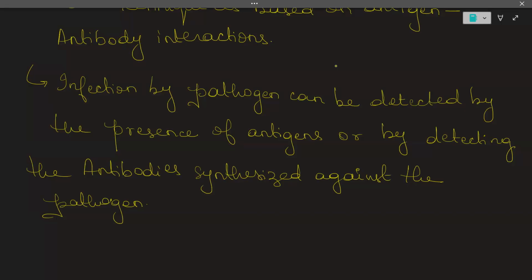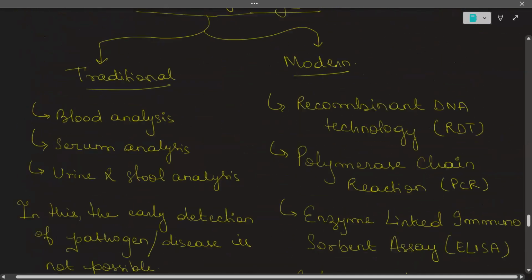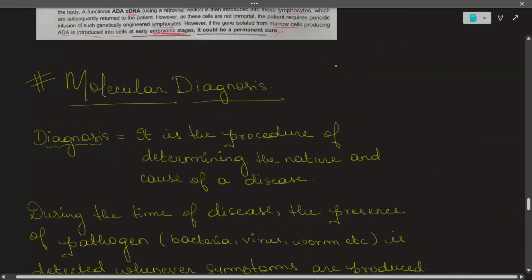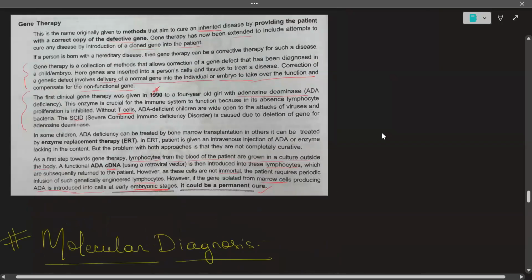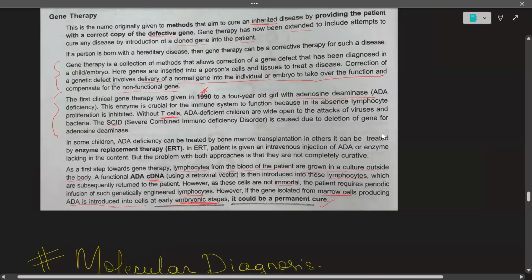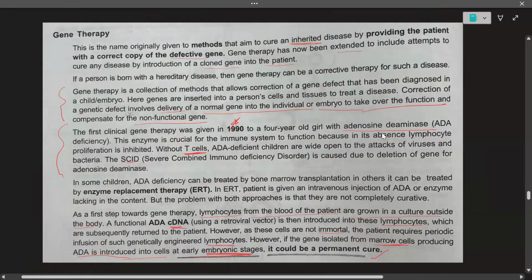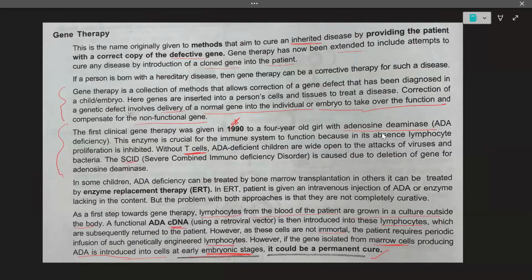Is it clear, students? Yes, ma'am. All right. Okay, now you people can note down till here, then we'll move forward. You had to write some part from gene therapy also, isn't it? Or is that whole thing completed? Completed, ma'am. Completed by everyone? Yes, ma'am.